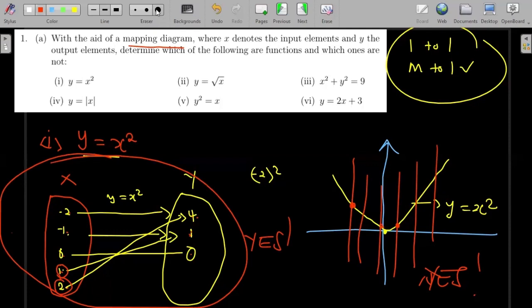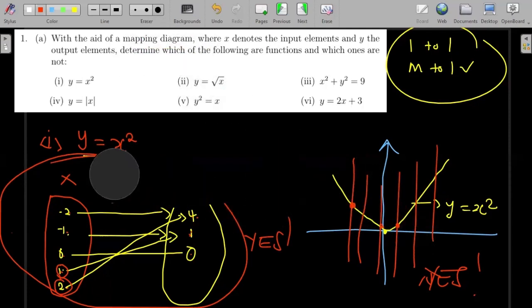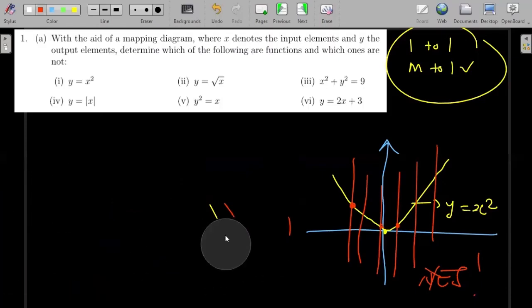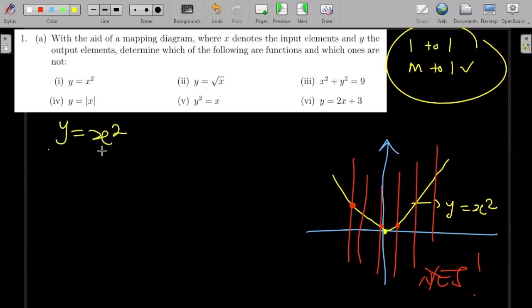Yes. Okay, so there they said we use mapping diagrams, right? So we're just getting arbitrary points. You can literally pick any points that you want. The relation that we're using is y equals x squared. This one, you've seen it, right? Here they told us that x denotes the inputs and y are the outputs. So for the inputs, we're just going to come up with some numbers, and from those numbers, we are going to get the output.